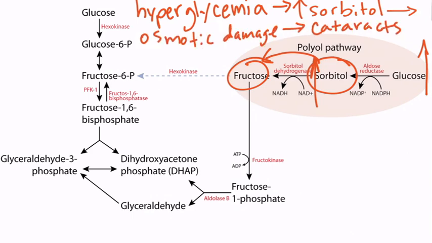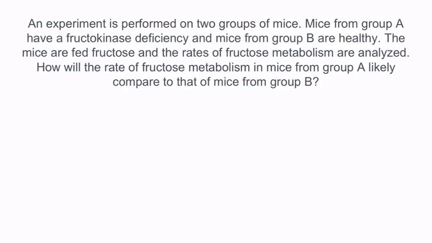Okay, let's do another question. An experiment is performed on two groups of mice. Mice from group A have a fructokinase deficiency, and mice from group B are healthy. The mice are fed fructose, and the rates of fructose metabolism are analyzed. How will the rate of fructose metabolism in mice from group A likely compare to that of mice from group B? Let's pull up the metabolic pathway of fructose to answer this question.